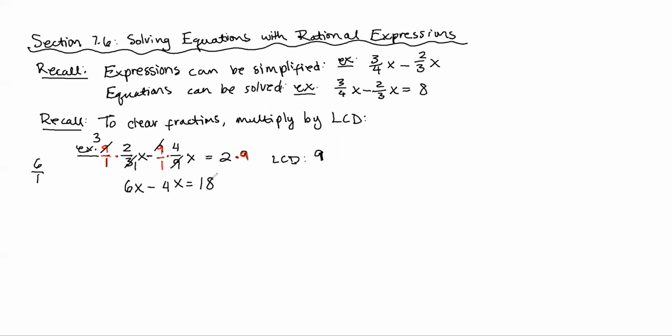So to solve this, we're going to combine our like terms on the left. So we get 2x equals 18, divide both sides by 2, and we get x equals 9. And remember, if we wanted to check this one, we would have to take this 9 and plug it back into the original equation before you multiply by the LCD, just in case you made a little mistake while multiplying by the LCD.